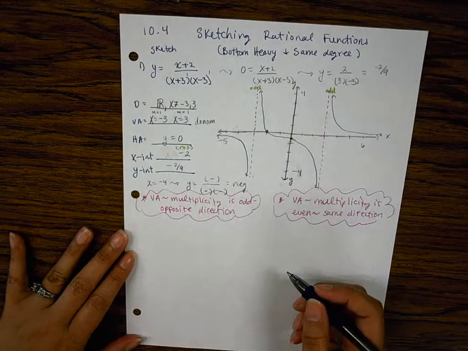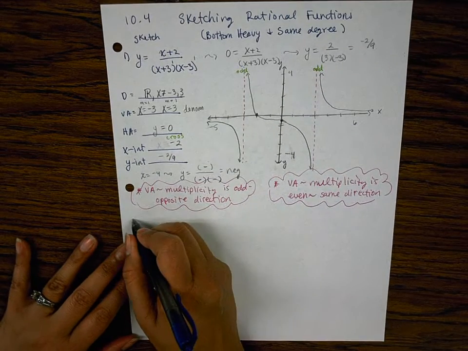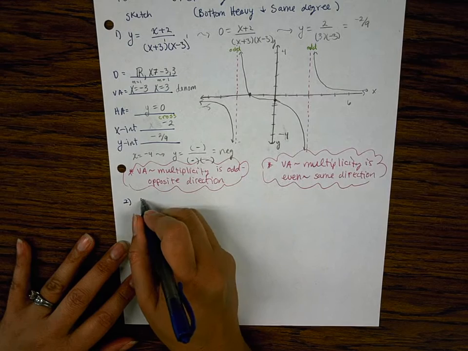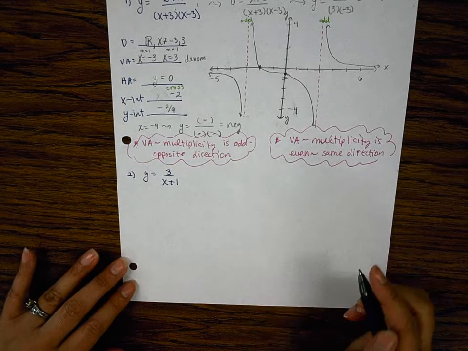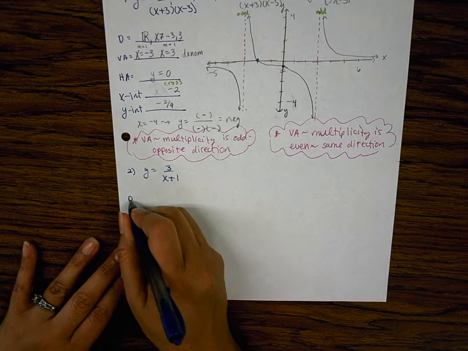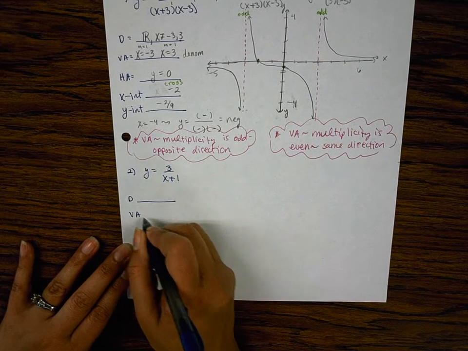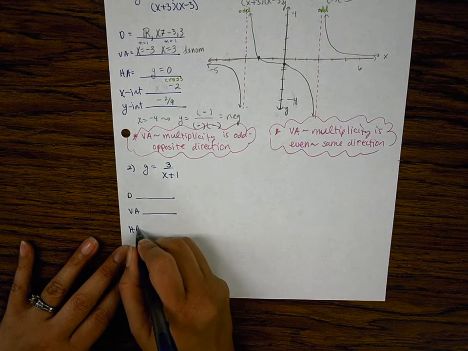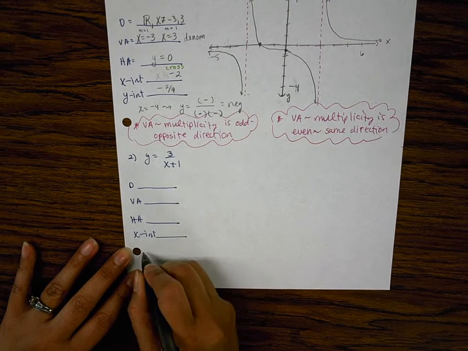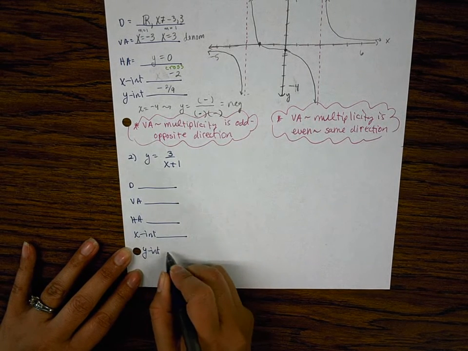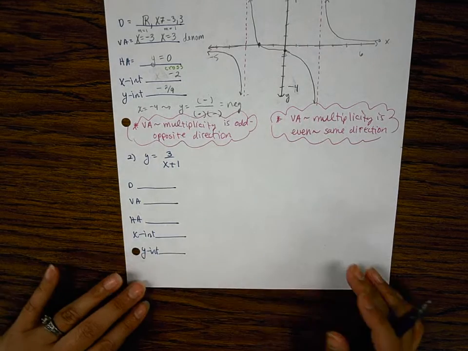Okay, number 2, hopefully these will go a little quicker now that I've done all the explaining. y equals 3 over x plus 1. D for domain, VA for vertical asymptote, HA for horizontal asymptote, x-intercept or intercepts depending, and then y-intercept. Okay.